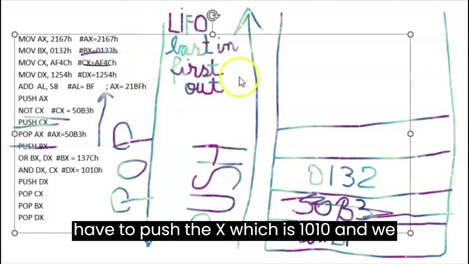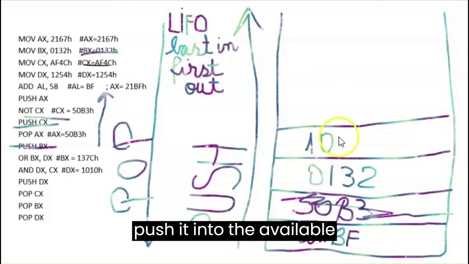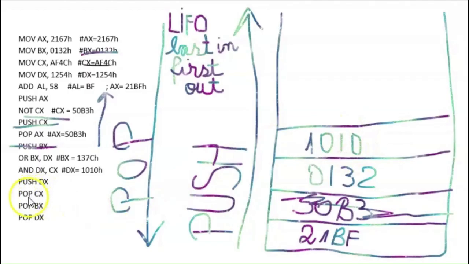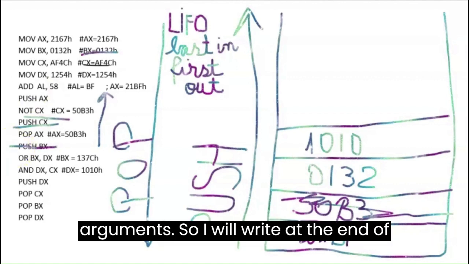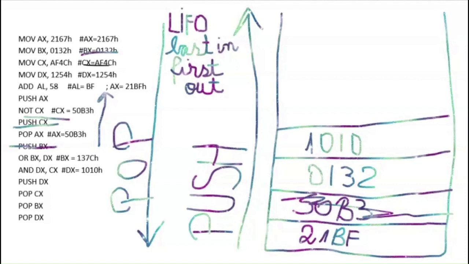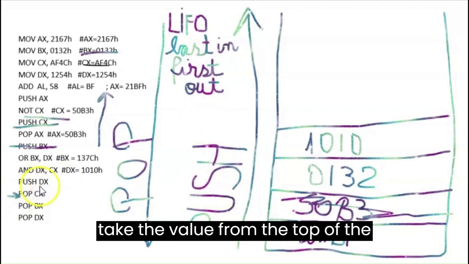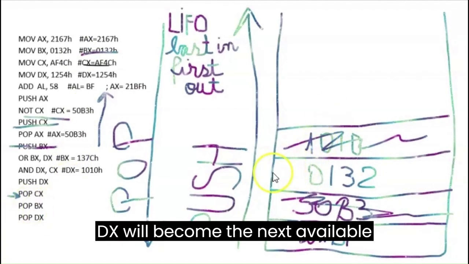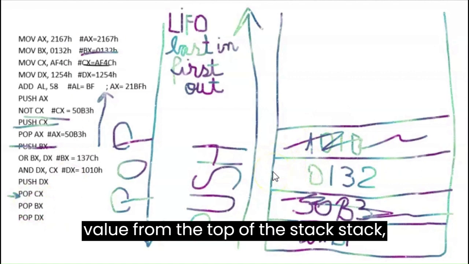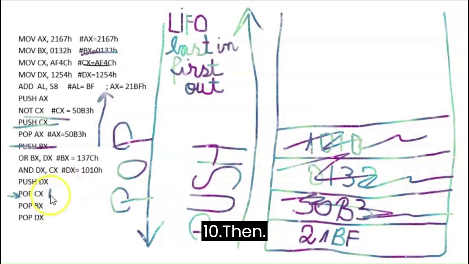Okay, and now again we have to push and pop values in the stack. First we have to push DX, which is 1010, and we push it into the available box, and then we have to pop. So we pop by deleting values from the stack and assigning them to their respective arguments. So I will write at the end these pops. We have to pop CX first, which will take the value from the top of the stack. So CX will become 1010. BX will become the next available value from the top of the stack, which is 0132.